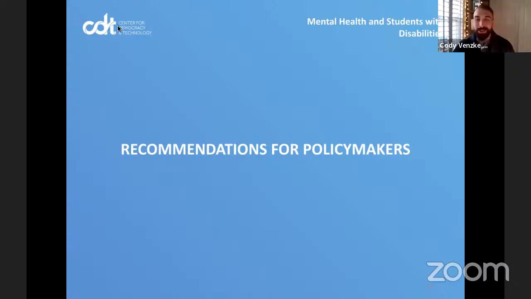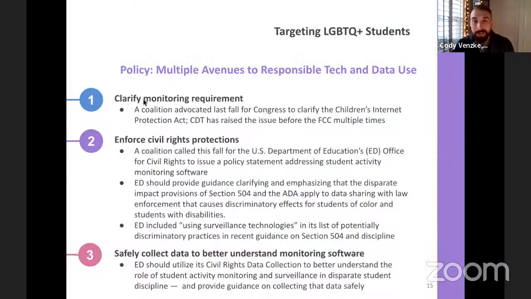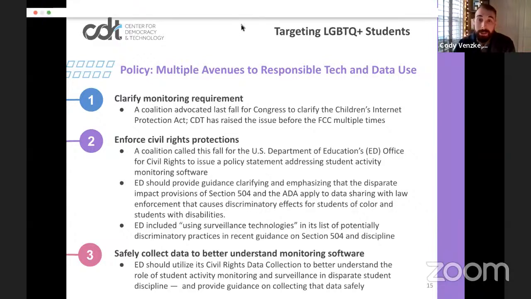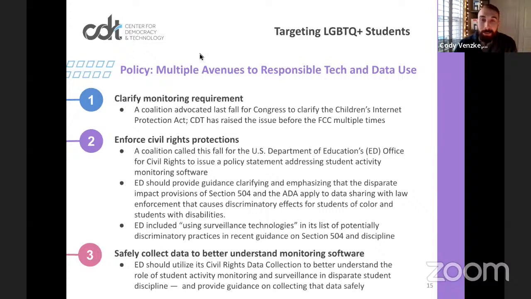Excellent. Thank you, Elizabeth. And thank you everyone for joining us here this afternoon. I'm going to run through some recommendations that CDT has made to different policymakers, usually at the federal level, about how they can help mitigate some of the harms that Elizabeth has identified during the main part of the presentation today. Not surprisingly, some of these recommendations are going to involve the United States Department of Education. However, there might be one surprising here, which is the Federal Communications Commission, and we're going to start there.